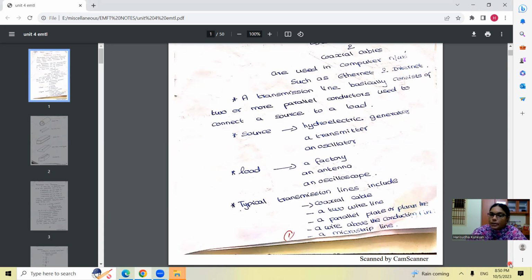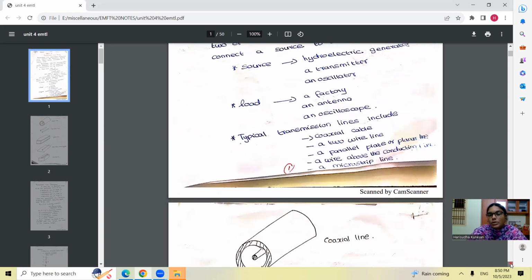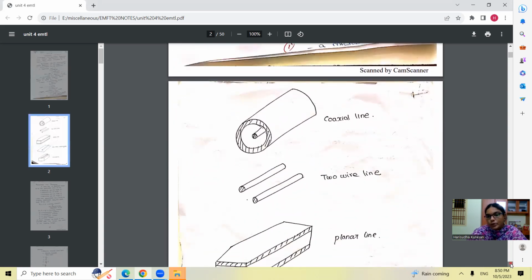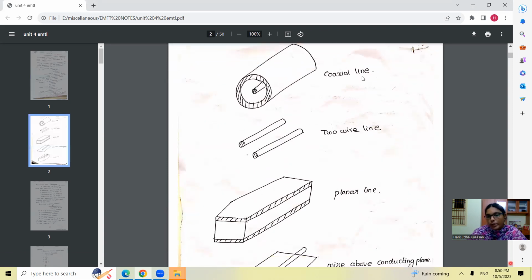Typical transmission lines include the coaxial cable, the two-wire transmission line, the parallel plate or planar line, a wire above a conducting plane, and a microstrip line. So these are some of the types of transmission lines. This is how the coaxial line looks. You will have an outer shielding, and inside you will have the golden strips of leads.